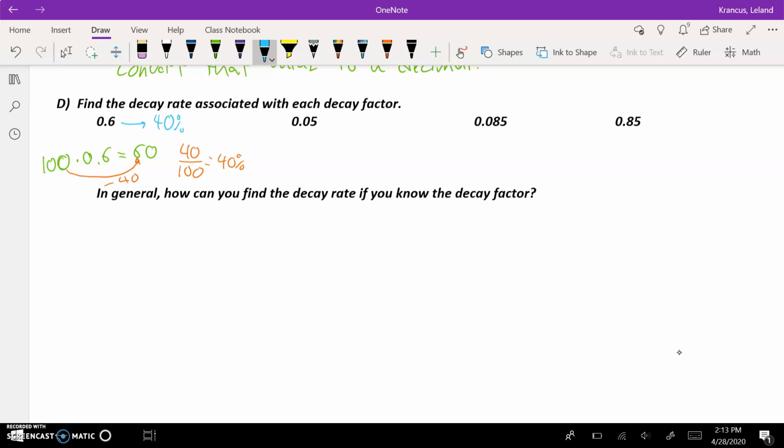So I could do that same thing for 0.05. So if I took 100 and I multiplied it by 0.05, I would have just 5. So if $100 became $5, that means I lost $95. $95 lost out of 100, that's 95%.